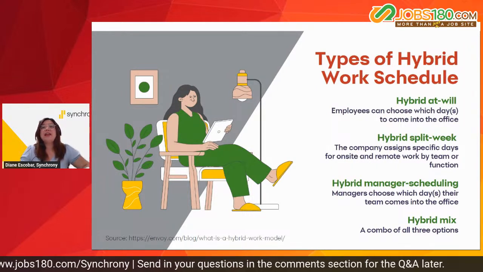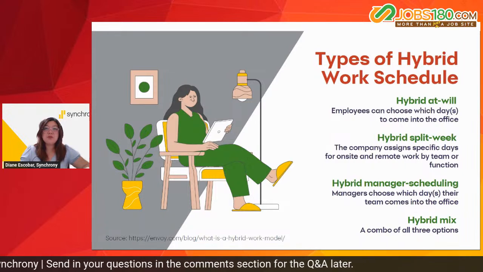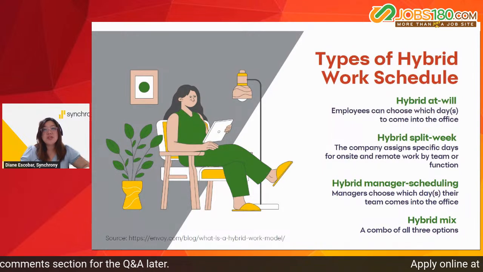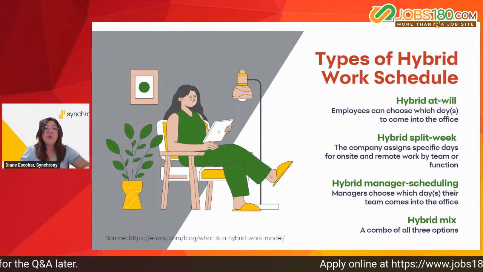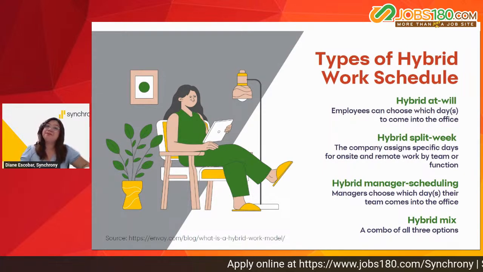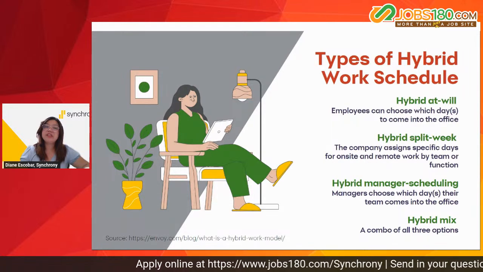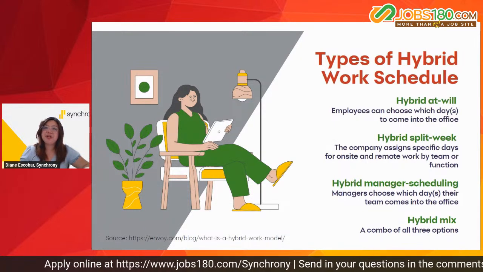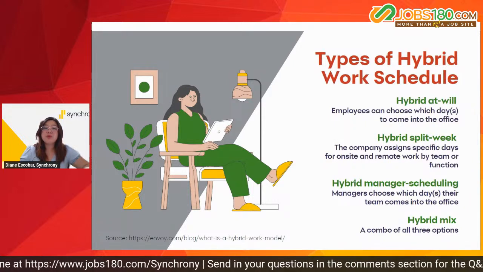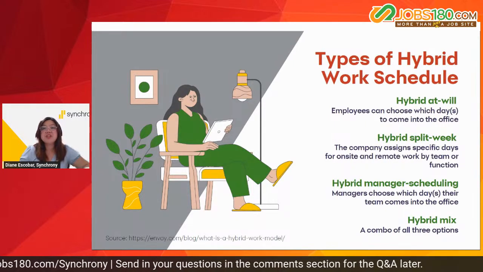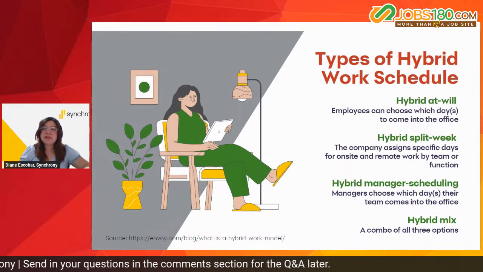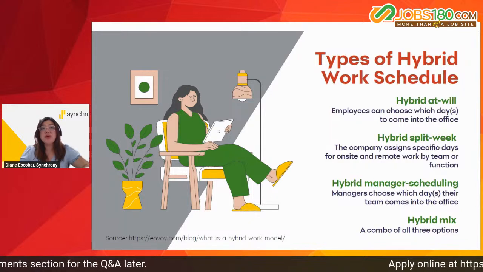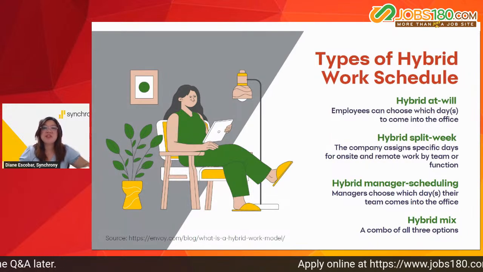Okay. And next one is the hybrid split week. So here the companies assign specific days for on-site and remote work by team or by function. So let's say your team is advised to work in the office because it is more suitable for you to engage in person, and the other teams may have more flexibility or option to work from home because they have just certain deliverables to do, which they can do at home. Okay, so it really still differs and it depends on any company that is there.